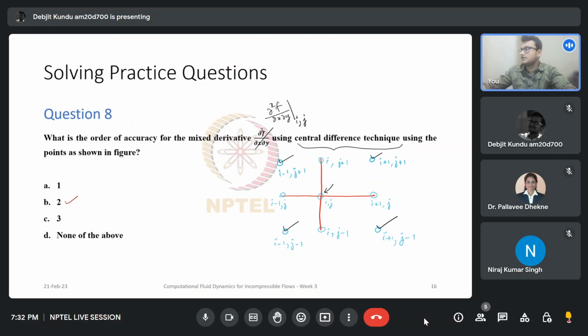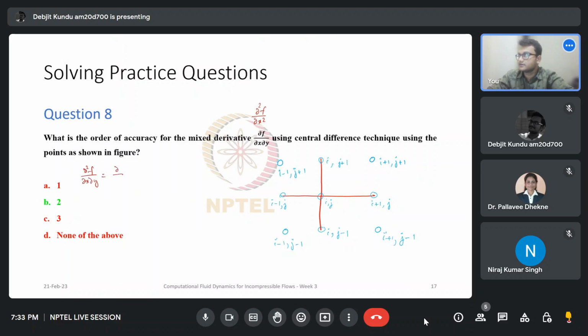We will look into the correct solution now. Correct solution is option B, 2, which someone said correctly. So this is very similar to doing a double derivative on a single variable only. So this is actually similar to ∂²f/∂x², but this mixed derivative brings in a little bit of complication, but that's easy to handle. We will see how to do this. So we have something like this.